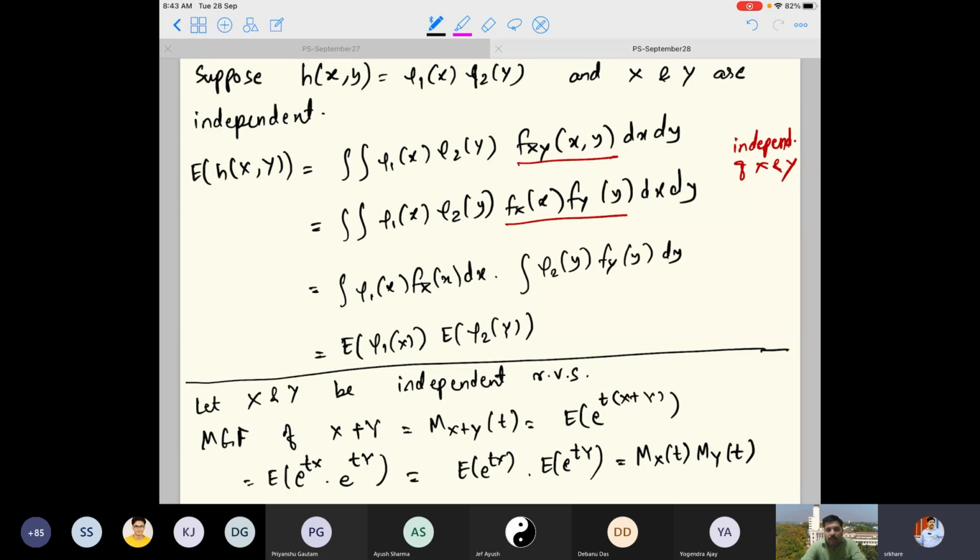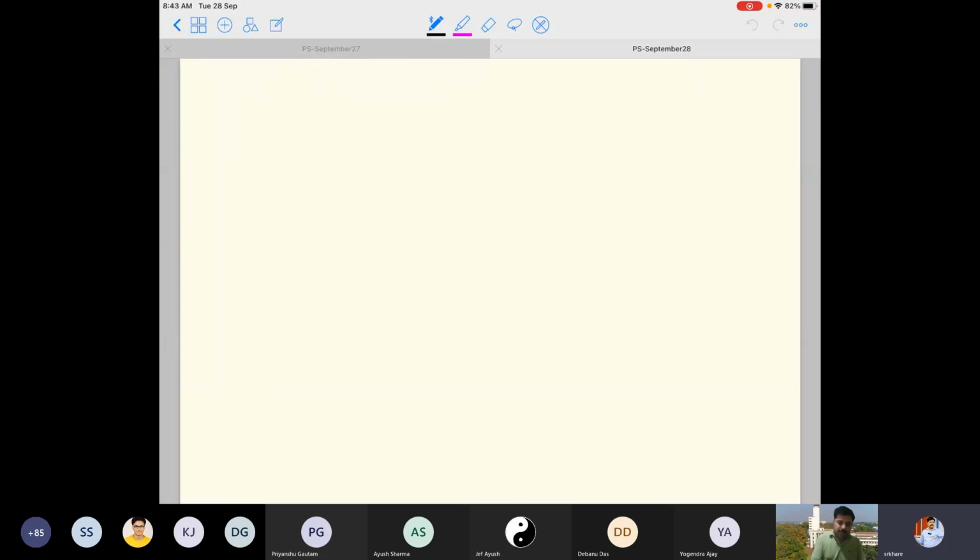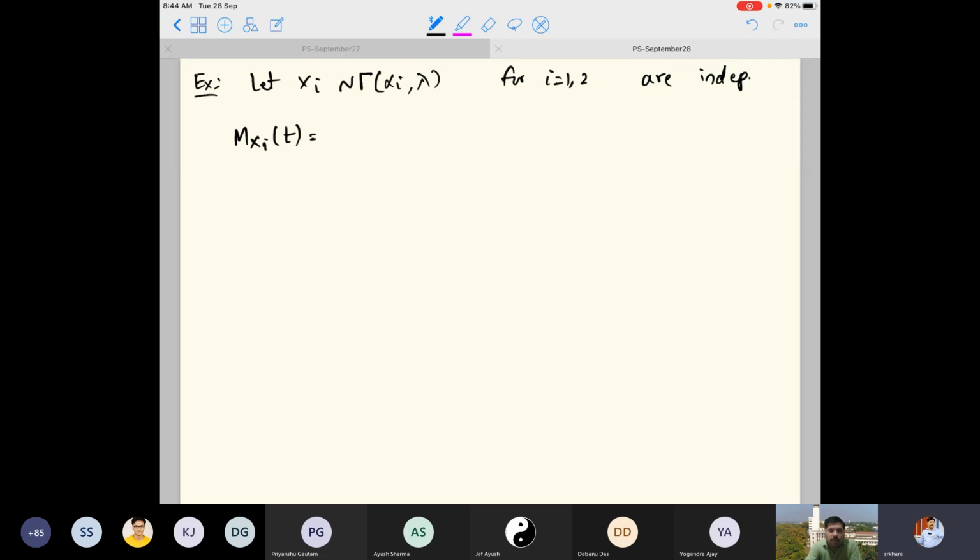And if we can do that, then what we have to do is just look at the moment generating functions and see what is really happening. We can do that with the gamma case also. So let X_i follow gamma(alpha_i, lambda) for i equal to 1 to r, independent. If that is the case, can you quickly tell me what is M_{X_i}(t)?